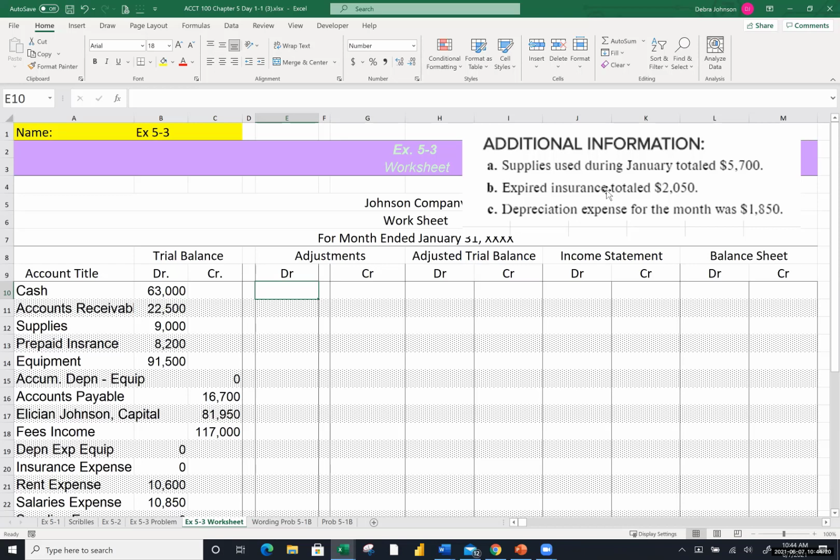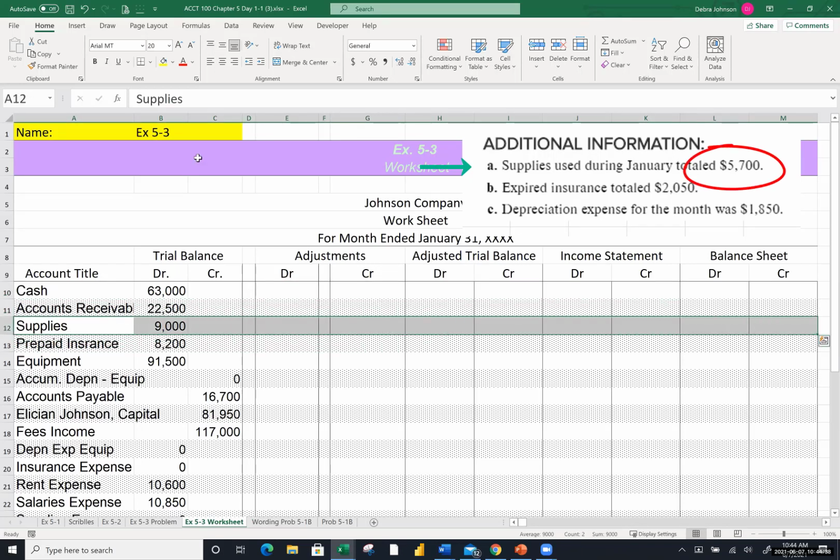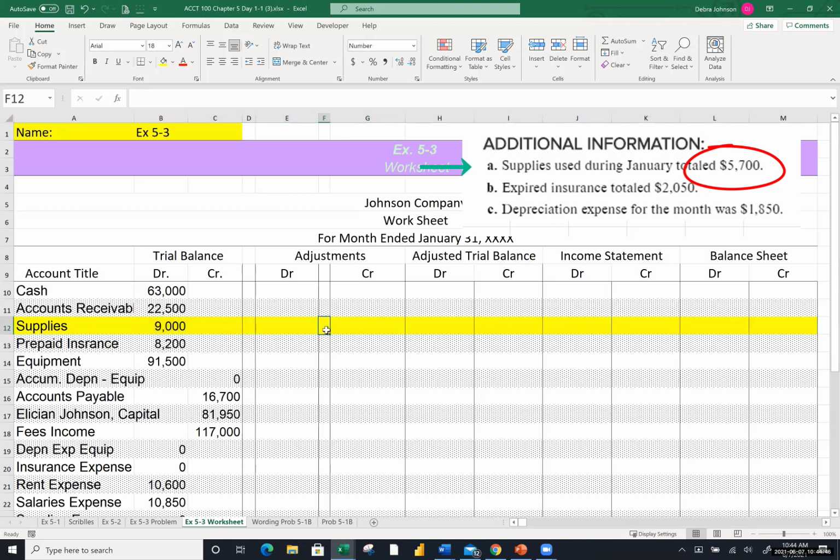Okay, here it goes. So letter A says supplies used. See what I mean about the author going back and forth between the wording? This time he just told us how much has been used up. There's nothing to calculate. He gave it to us. So go find the supplies line item. I'm going to highlight it so you guys focus on it. And what he told us is we've used up 5,700 in supplies. So I'm going to drop a little letter A in there, and then put in the 5,700 that was used up.